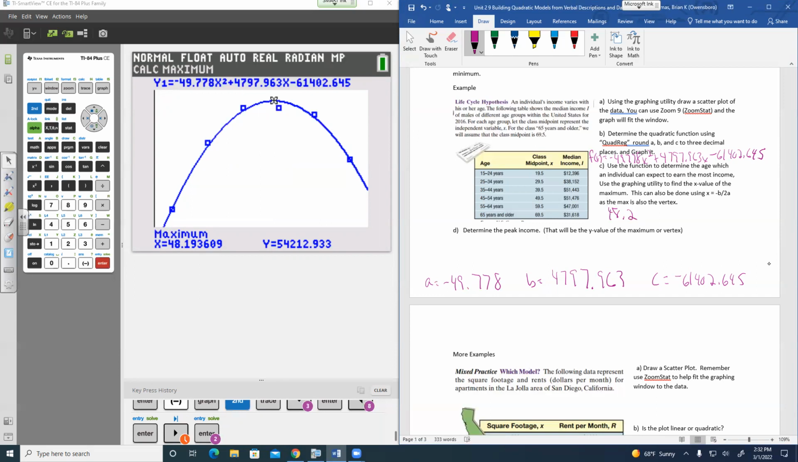So if I want to determine the peak income, that would be the y value. So the peak income would be, if we round this to the nearest whole number, 54,213 if I round that to the nearest dollar. So that would be the peak income based on the graphical data. And that saves me from doing this all by hand since the graph is there.